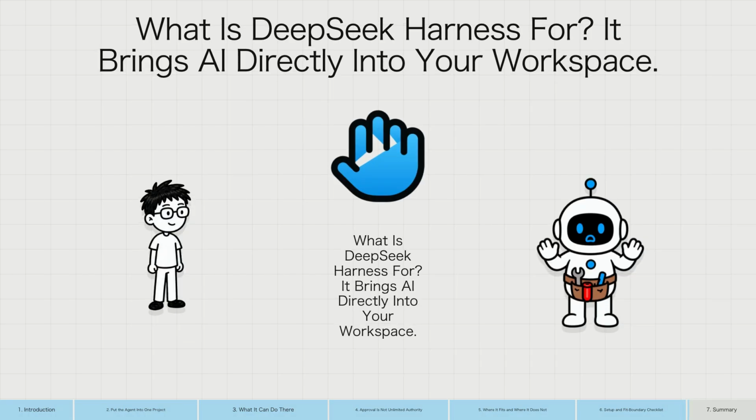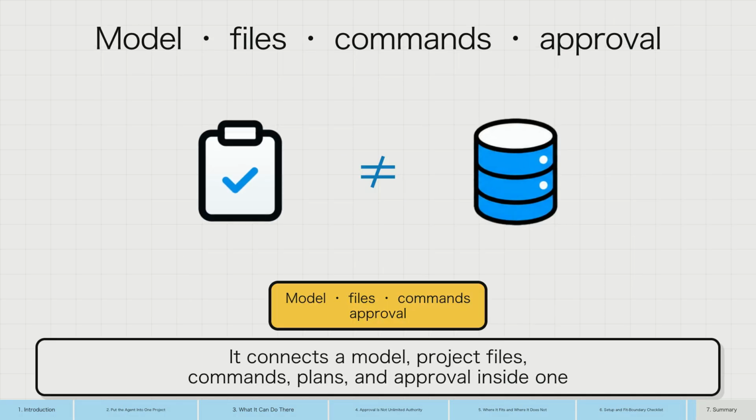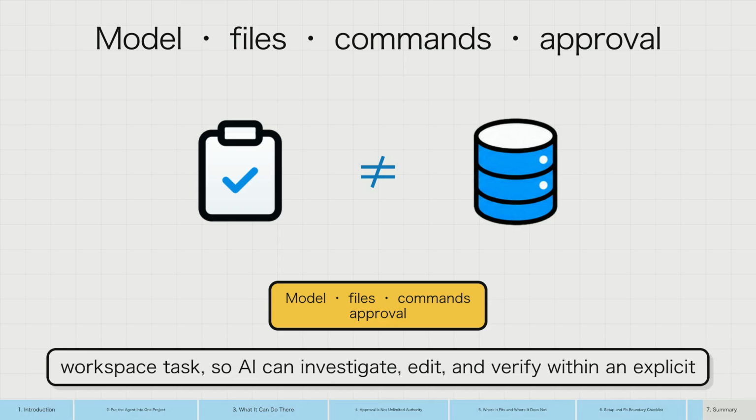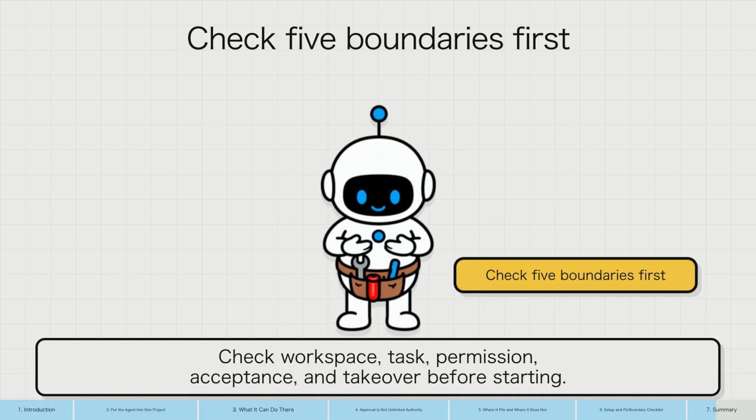What is DeepSeek Harness for? It brings AI directly into your workspace. It connects a model, project files, commands, plans, and approval inside one workspace task, so AI can investigate, edit, and verify within an explicit boundary instead of only answering questions. Check workspace, task, permission, acceptance, and takeover before starting.